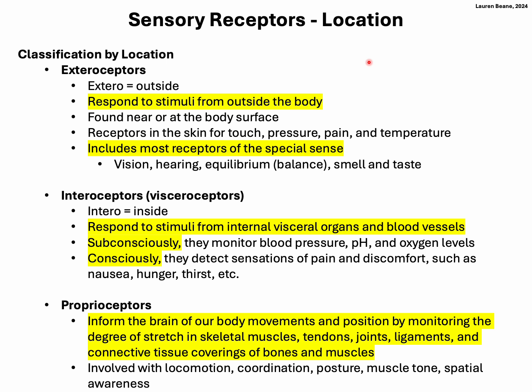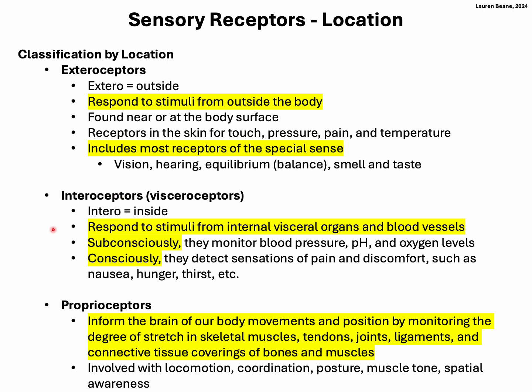Classification of sensory receptors based on location. We have exteroreceptors responding to stimuli from outside the body, going to be found near the body's surface to be able to detect that. So embedded within our skin, responding to a lot of tactile mechanical sensations, but also including our special senses as well. So vision, hearing, equilibrium, smell, taste, and that will be the topic of chapter 15.